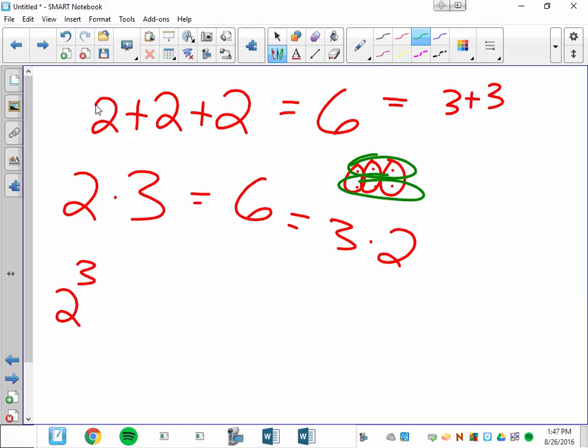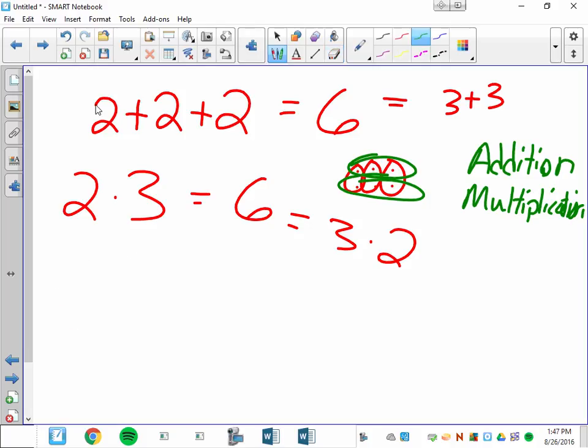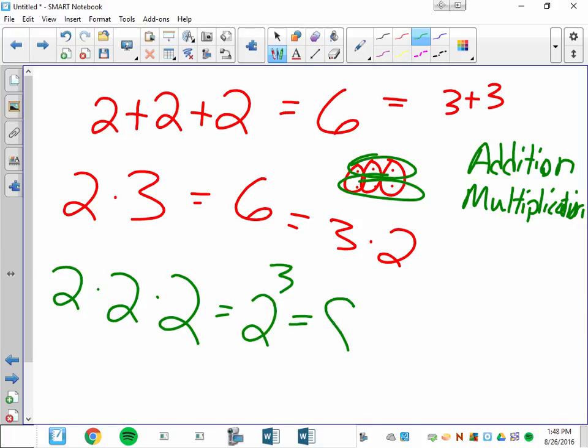What I'm getting at is addition can be combined and made more efficient using multiplication. Okay? So, can we make multiplication more efficient? For instance, if I had 2 times 2 times 2, that's 2 to the third. 2 to the third, which is 8.